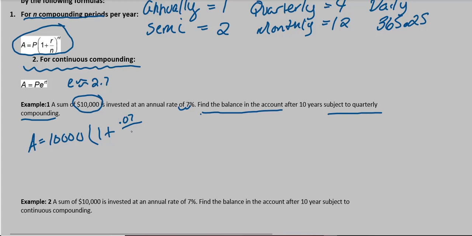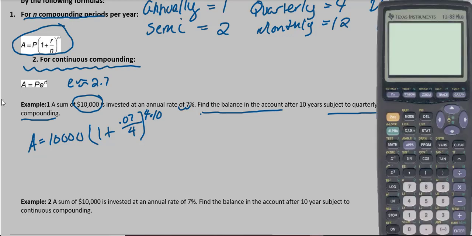Compounded n is that compounding. So that would be 4. And then it would be 4 times how many years? 10. Now I get to put this into my fancy calculator and let's see what we get.